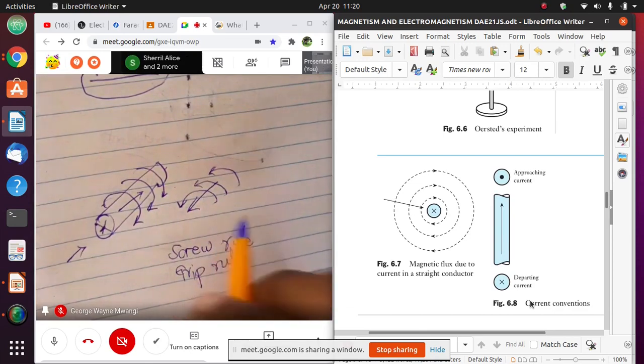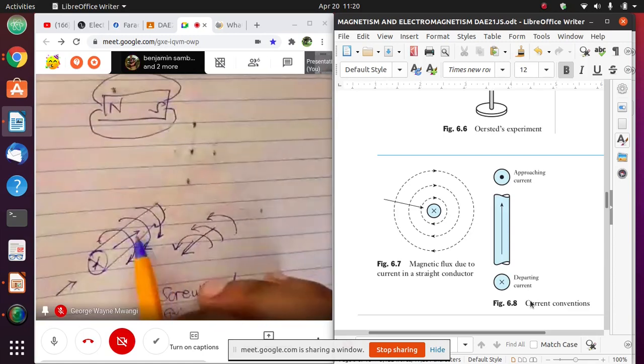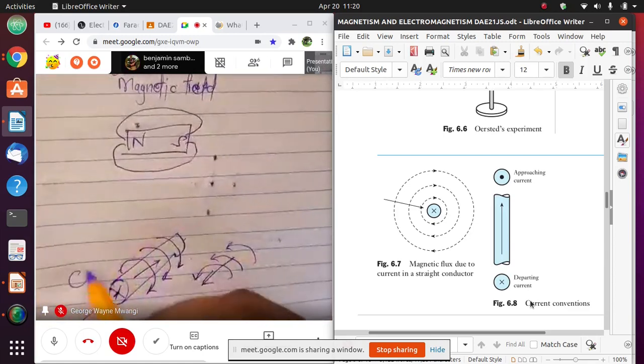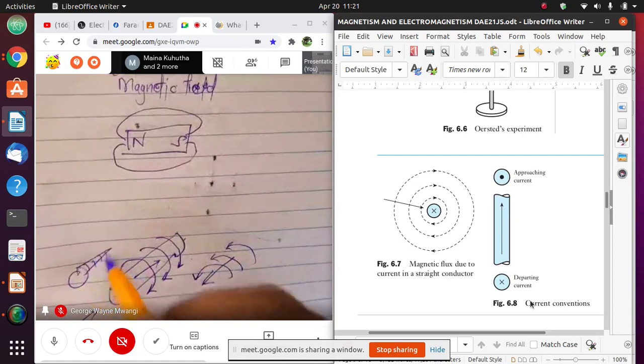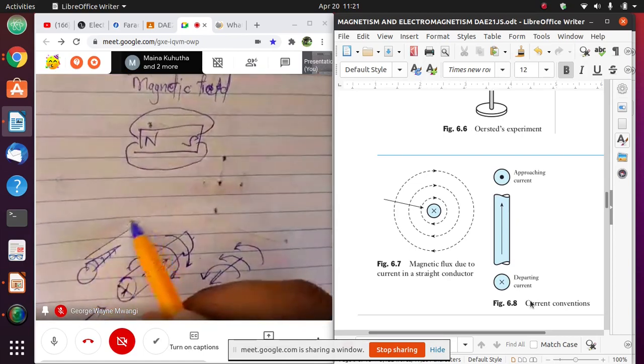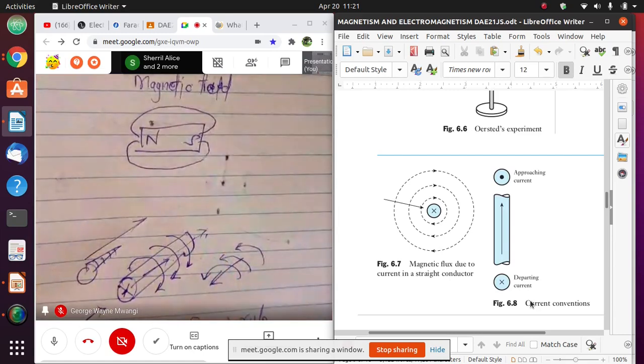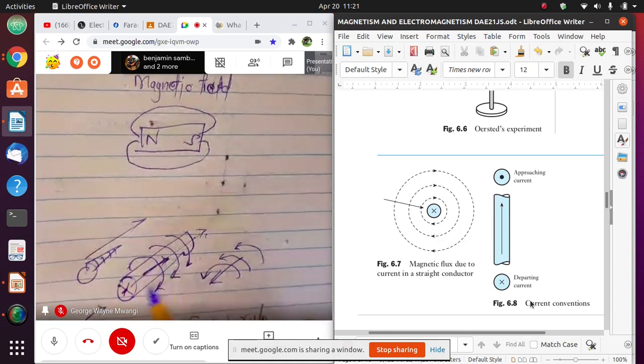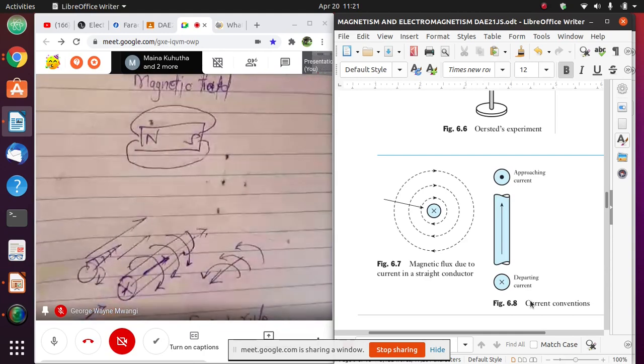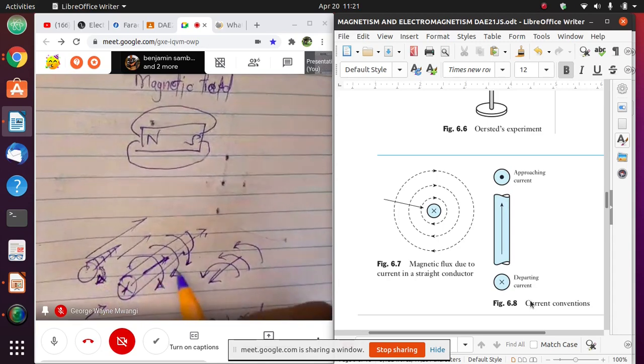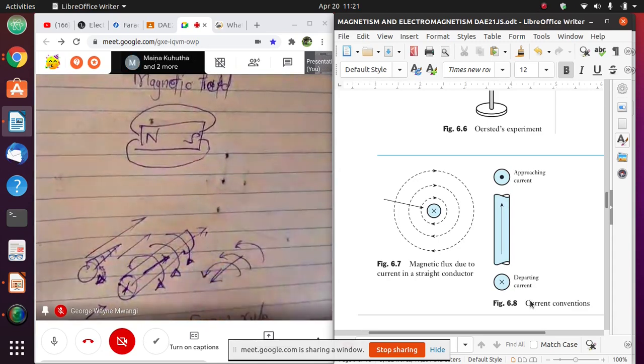Now, the screw rule states that if I have a screw, and let's assume this is our screw over here, and it is on the same axis as our conductor. If I want this screw to move in the direction of the current, forward, what will I do? I will turn this screw in the clockwise direction. This clockwise direction is assumed to be the direction of the magnetic field in our conductor.